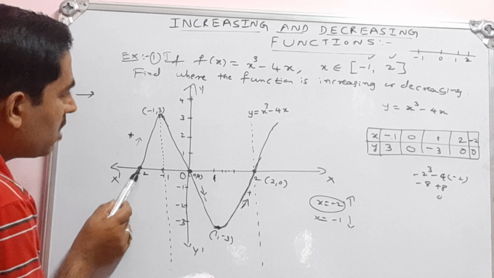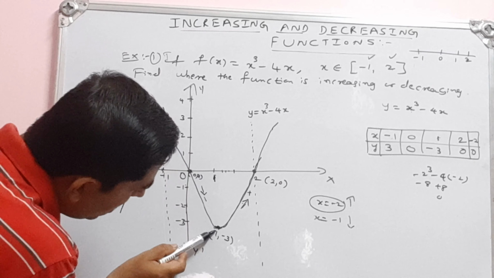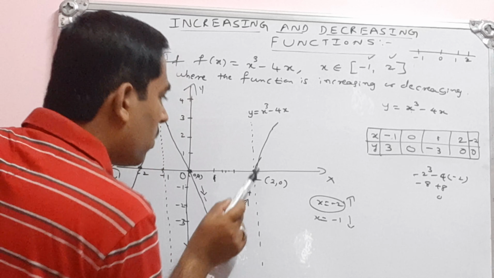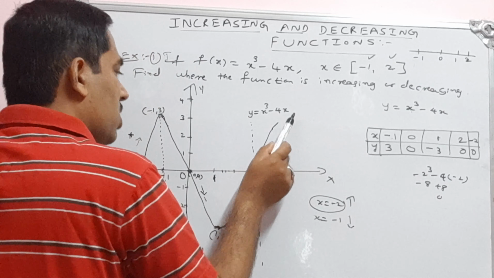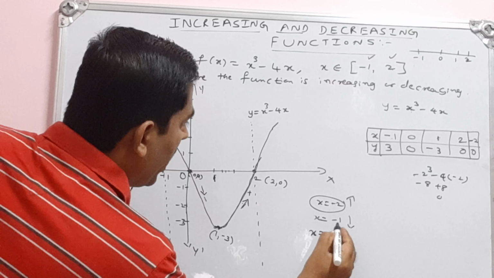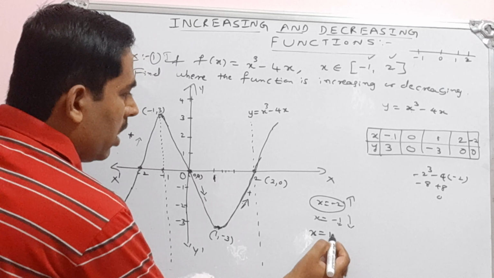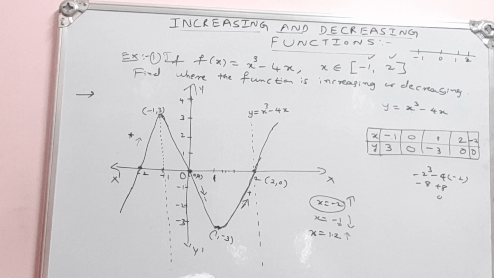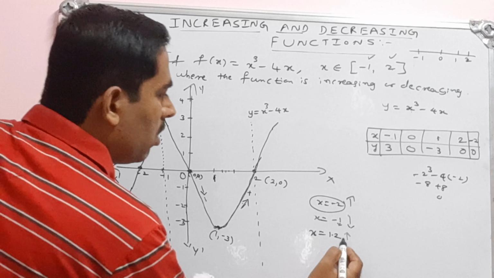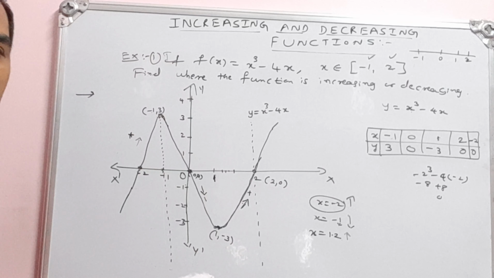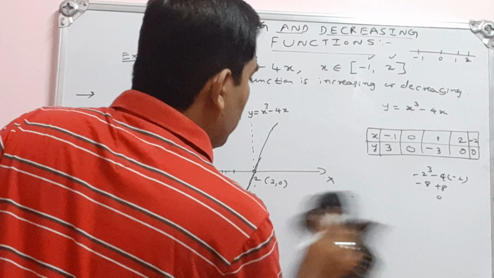See, observe this. From this point to this, it is increasing. From this point to this, it is decreasing. Once again, from this point until it reaches 2 and crosses 2, it is still increasing. Approximately till x is equal to minus 1, it is decreasing. So from x is equal to 1.2, it is increasing, from 1.2 to 2. This we can observe from seeing the graph here.